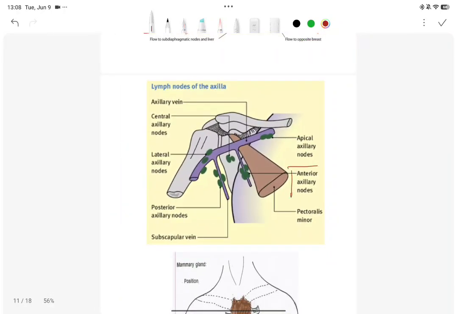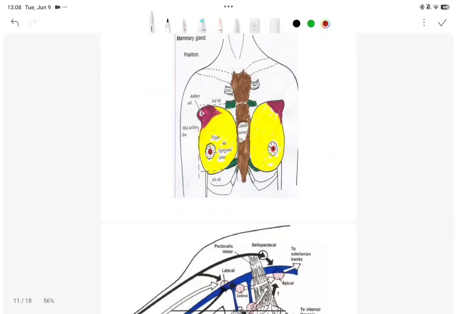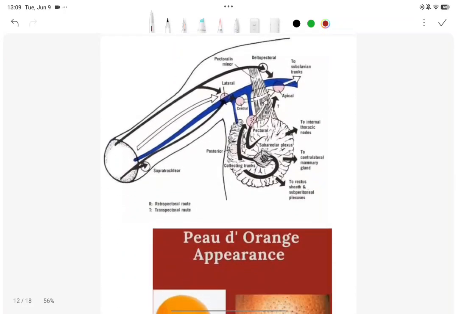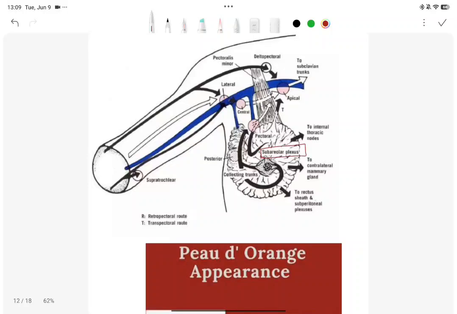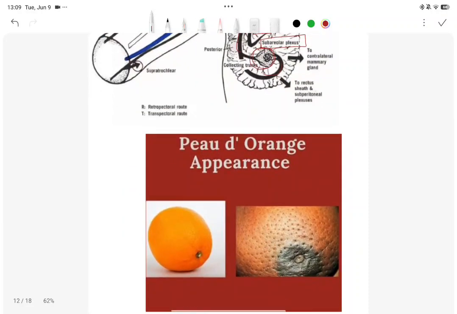These are the anterior axillary lymph nodes or pectoral nodes, and the posterior axillary, lateral, central and apical nodes. These are the 5 axillary lymph nodes, and there is the pectoralis minor, and this is the axillary vein. There is the subareolar plexus of Sappey, which drains into the anterior or pectoral group of lymph nodes, and the posterior. It drains into the central, lateral and apical nodes, and then into the subclavian trunk or supraclavicular trunk.